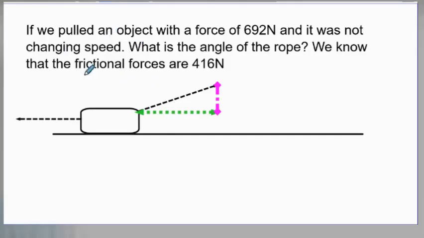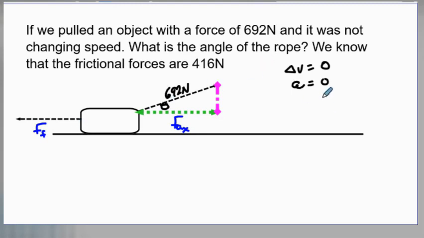Once again, I've got a nice easy problem here. We're going to pull an object with a force of 692 newtons, and it's at some angle here we'll call theta. We see that it's not changing speed, so there's no change in velocity, which means that the acceleration is 0. The other critical thing that tells us is that our FAX must equal our force of friction.